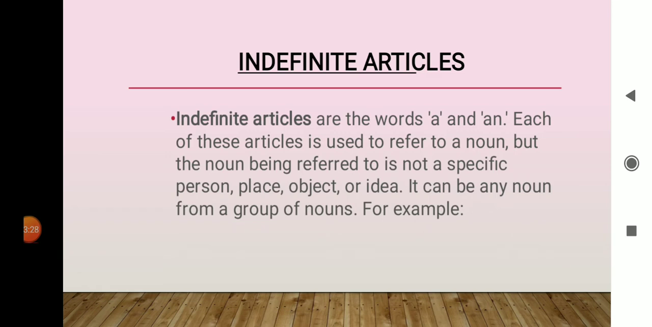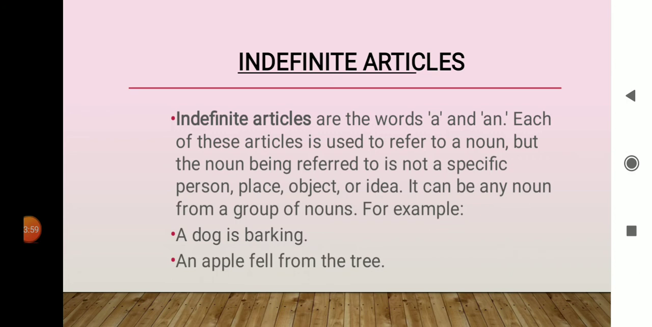Now children, let's see indefinite articles. Indefinite articles are the words a and an. Each of these articles is used to refer to a noun, but the noun being referred to is not a specific person, place, object, or idea. It can be any noun from a group of nouns. Let's see some examples. A dog is barking. An apple fell from the tree.